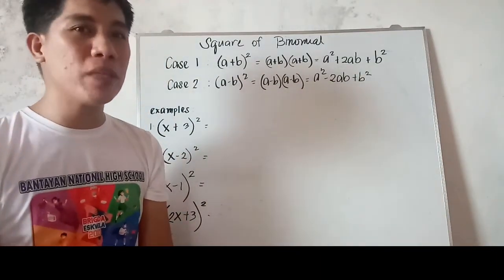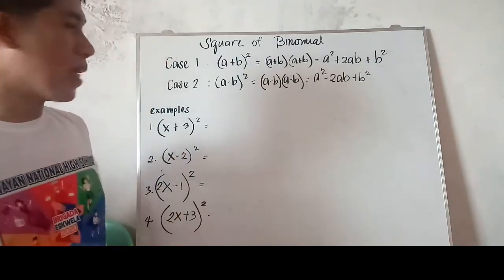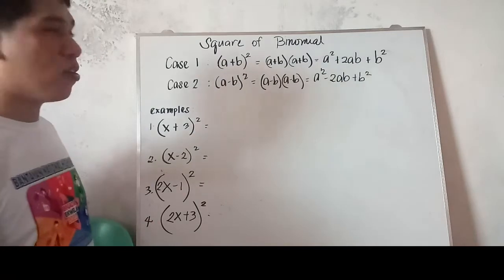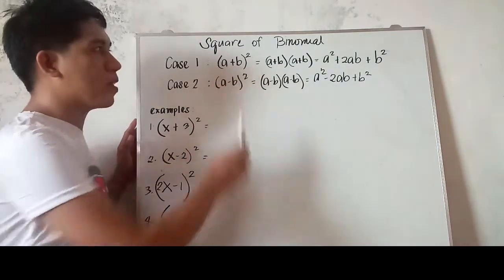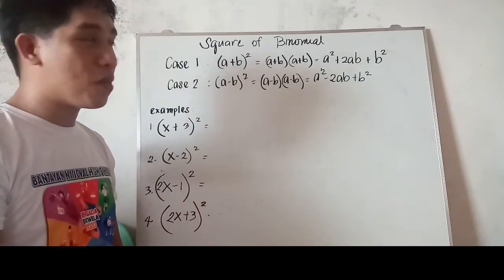So this time I will be discussing how to get the square of a binomial. There are two cases in squaring a binomial. First one is we have (a + b) squared. So this simply means that we are going to multiply a plus b by itself.